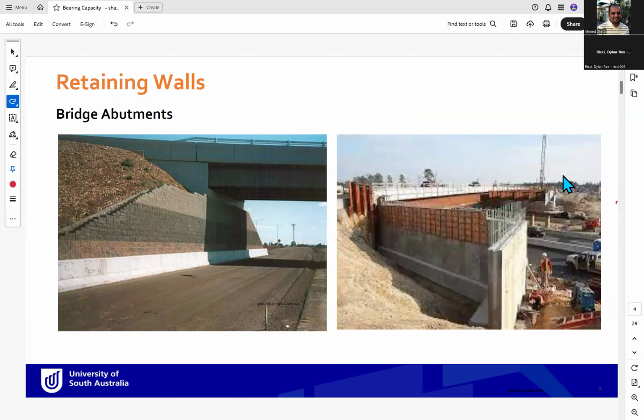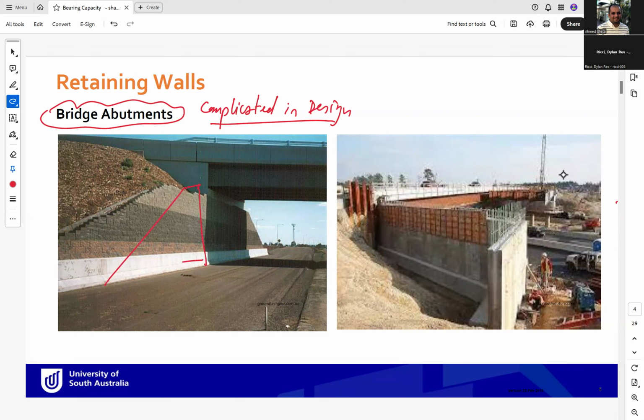Another type of retaining wall, which is more complicated in design and needs care when you are designing it, is the bridge abutment. As you can see, the bridge abutment is something like that, and it will retain a huge amount of soil behind this wall. So this wall will be very critical in design, because failure of this wall will be catastrophic.